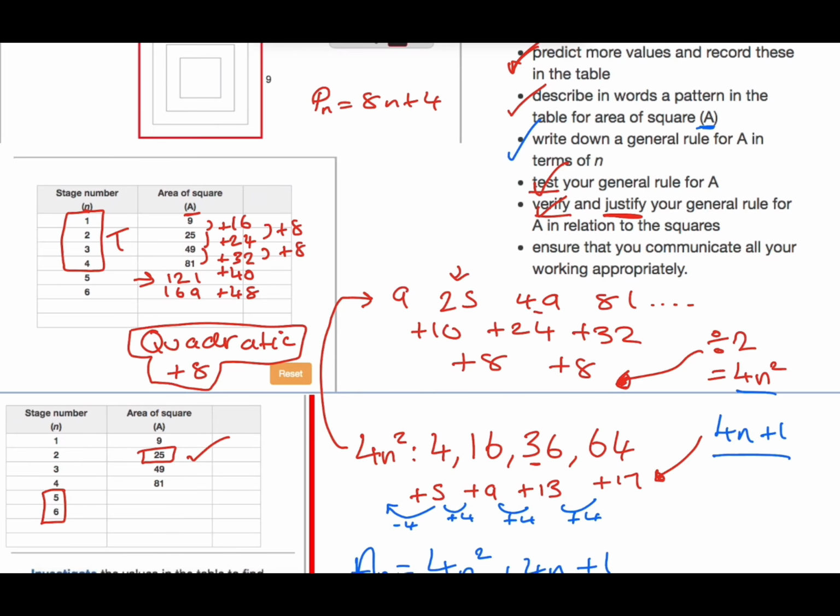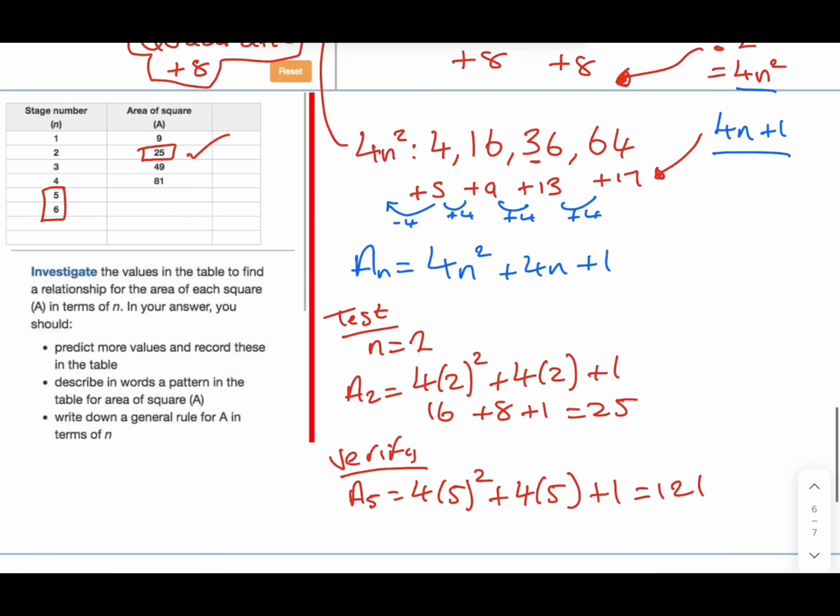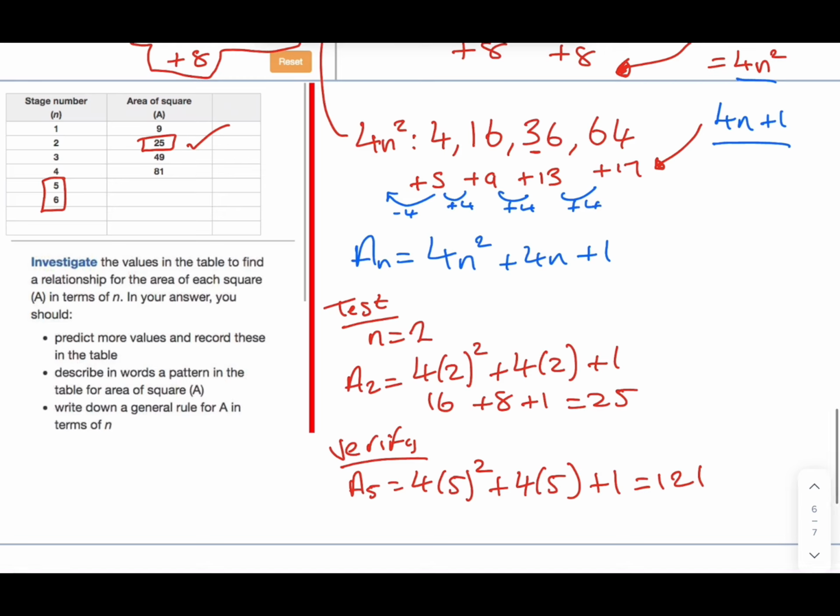The last thing we need to do is justify the rule. So what does justify mean? Justify is asking us, can we use what we know in the question to get the actual same general rule for this sequence? So we go to the question, and it's talking about area in the second part and it's talking about the perimeter in the first part. How can we connect them together?